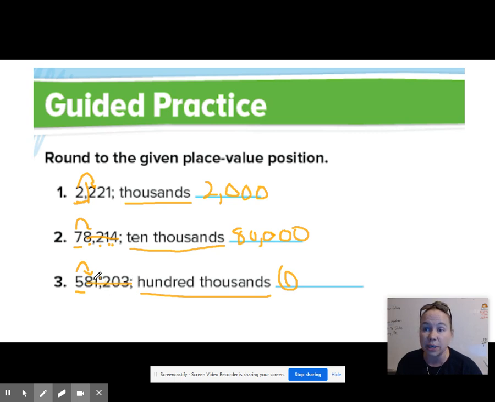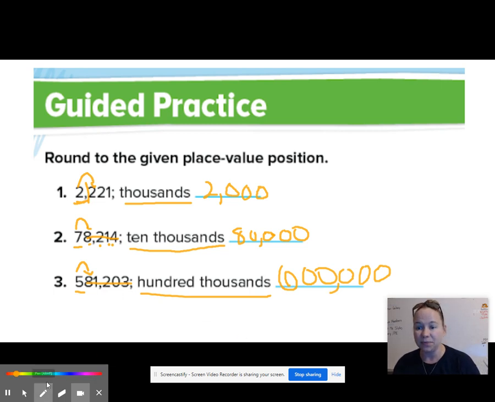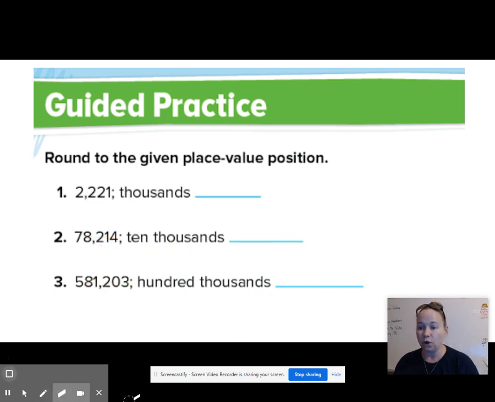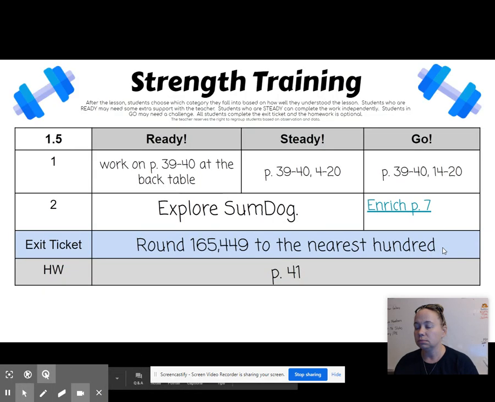So how many zeros do we need? 1, 2, 3, 4, 5 zeros. 1, 2, 3, comma, 600,000. That makes sense. 581,203 rounds to 600,000. You got it. All right. You are ready to do your work.